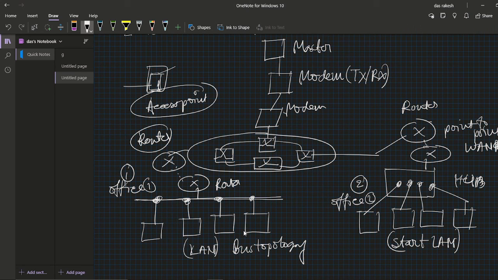One type of router and one type of Wi-Fi device are used only as an access point, and another, like TP-Link, is used as both an access point and a router. So basically, the router is a very intelligent device in networking. There are so many protocols built into this router.